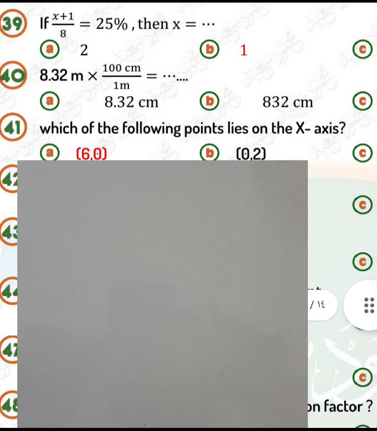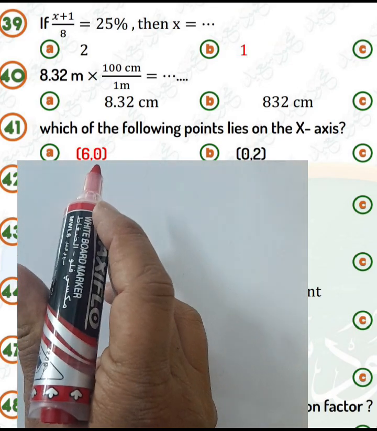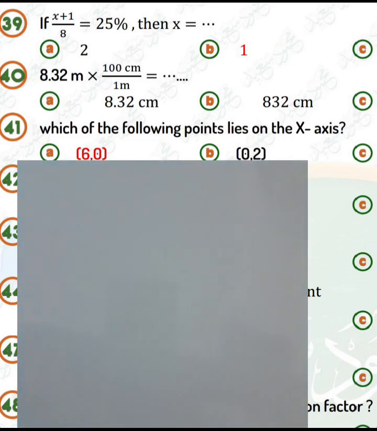Which of the following points lies on the x-axis? The point lies on the x-axis if y equals 0. Then we must choose letter A. We have here 6 and 0, which lies on the x-axis because y equals 0.